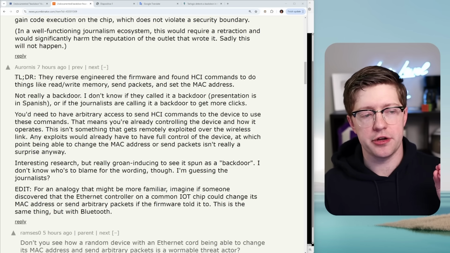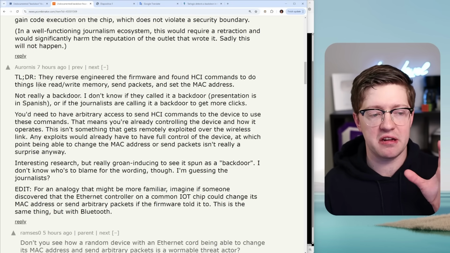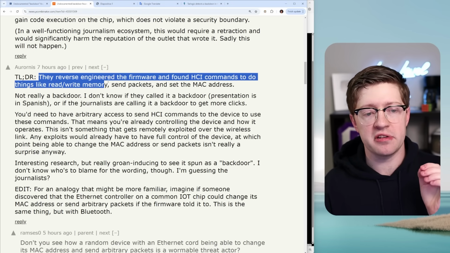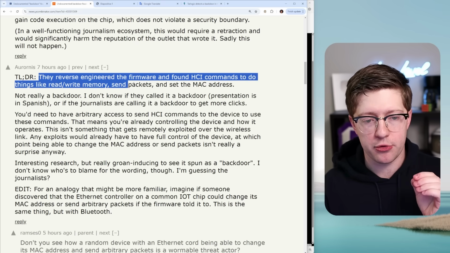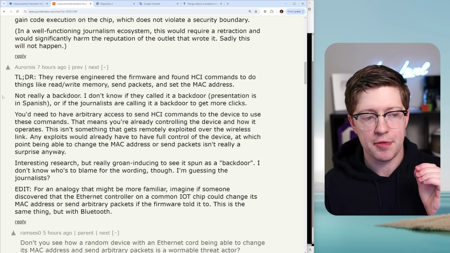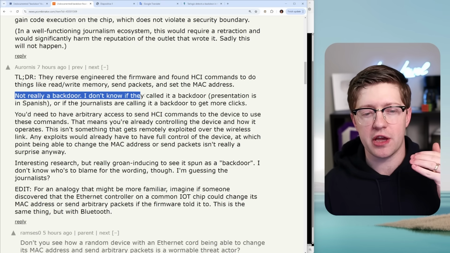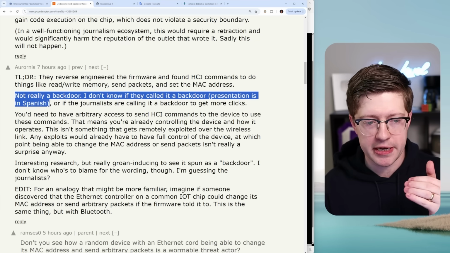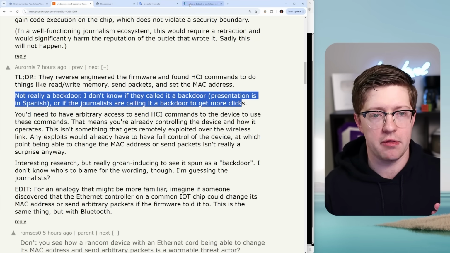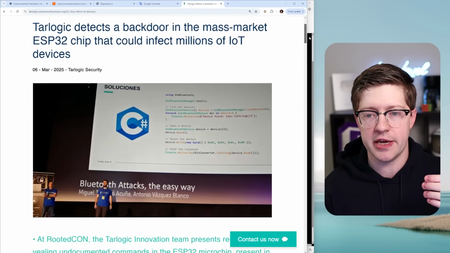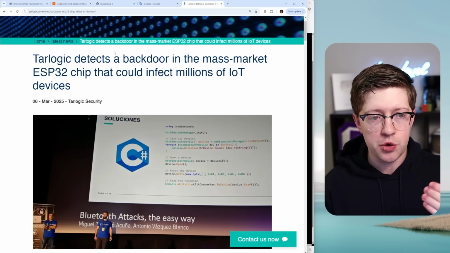This comment on Hacker News kind of summarizes my feelings as concisely as possible. TLDR, they reverse engineered the firmware and found HCI commands to do things like read and write memory, send packets, and set the MAC address. Not really a backdoor. I don't know if they called it a backdoor, the presentation is in Spanish, or if the journalists are calling it a backdoor to get more clicks. Eventually we found out that the company itself, even in an English written article, does call it a backdoor.